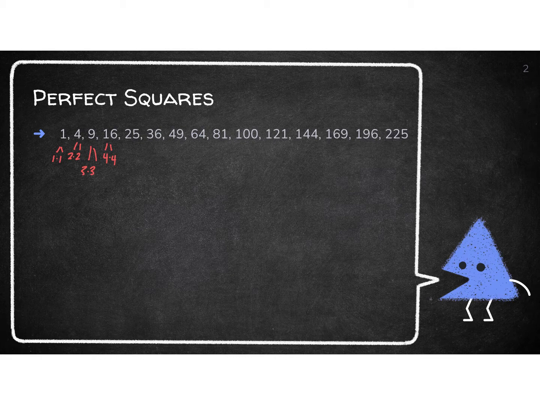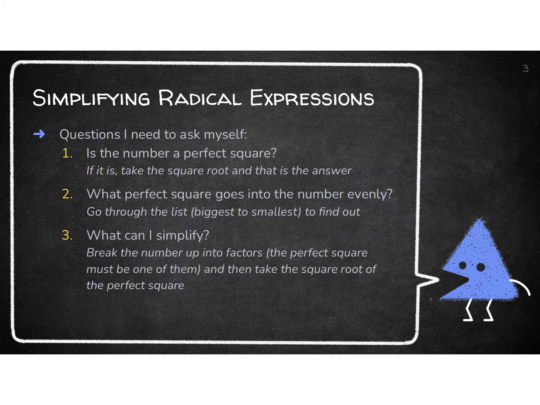I can go through that list and I can keep saying, well, 5 times 5, 6 times 6, 7 times 7, all the way up. And you can keep going 10, 11, 12, 13, 14, 15. I mean, as far as you want to go. But those are the numbers I'm talking about when I'm looking for perfect squares.